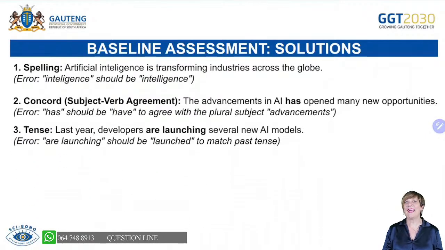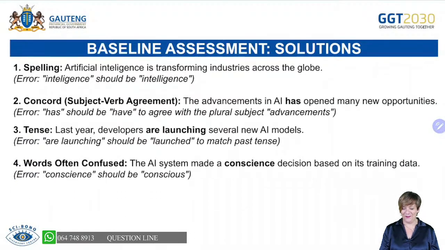So the third one had to do with tenses. "Last year, developers are launching several new AI models." Now the time phrase last year is already an indication that we are in the past tense. So the verb are launching is definitely incorrect and should be launched. Yes, I know, I'm sure you picked up on that one. Let's try the fourth one.